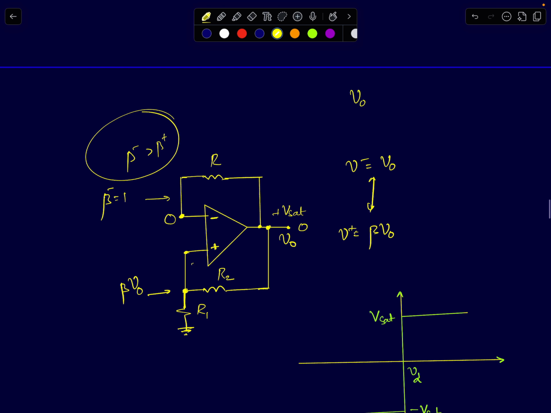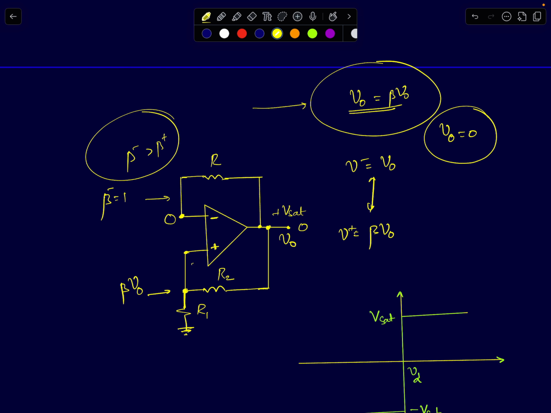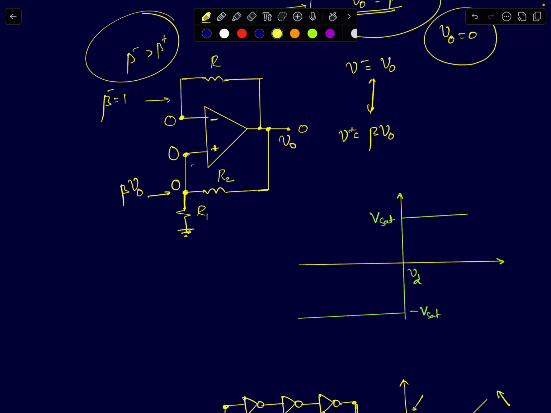If these two are equalized, what do you get? The condition you get is V naught equals beta times V naught. This is not true for any finite value of V naught except when V naught equals 0. If V naught equals 0, then you satisfy this condition. So the circuit will come to this operating point where the output voltage will be 0. Then both the input terminals will also come to 0 volts. This I'll call the DC operating point of the circuit, at 0 differential input voltage level. VD equals 0. This is the point where you are at.